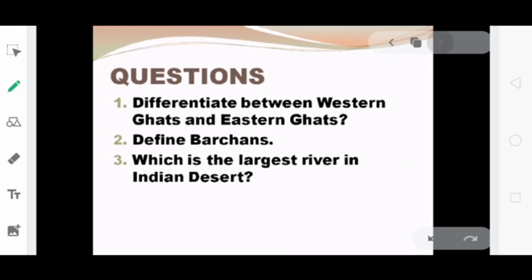Now we will go on to the questions for today. First question is, differentiate between Western Ghats and Eastern Ghats. Second question, define Barkans. When you write it down in your notebook, please make sure you draw the picture of a Barkan. And the third question is, which is the largest river in the Indian desert?